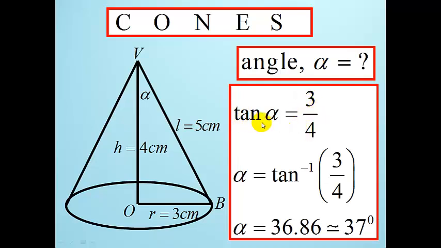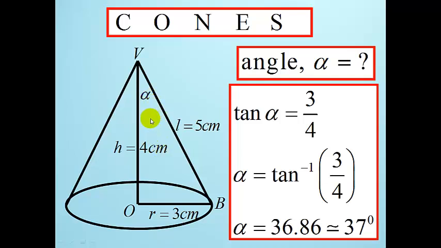Now, because we are solving for alpha, we need to take the tan inverse of both sides. And when we take the tan inverse of tan alpha, we are left with alpha. And this is equal to, when we take the tan inverse of the right hand side, tan inverse of 3 over 4. And when we take the tan inverse of 3 over 4, we have alpha equal to 36.86, which is approximately equal to 37 degrees. That means that the semi-vertical angle alpha is equal to 37 degrees.